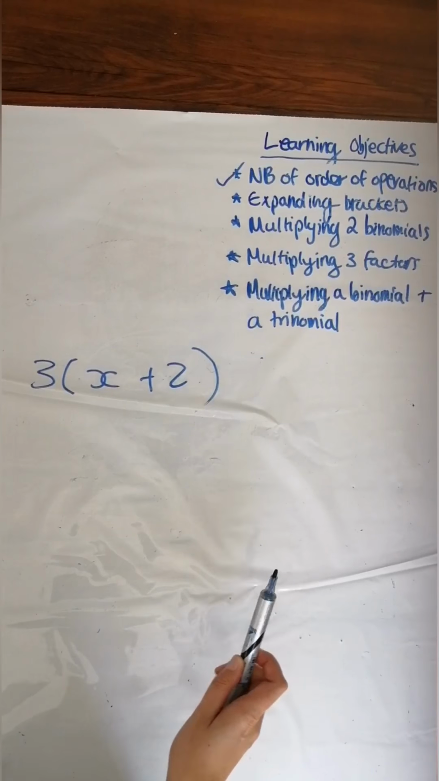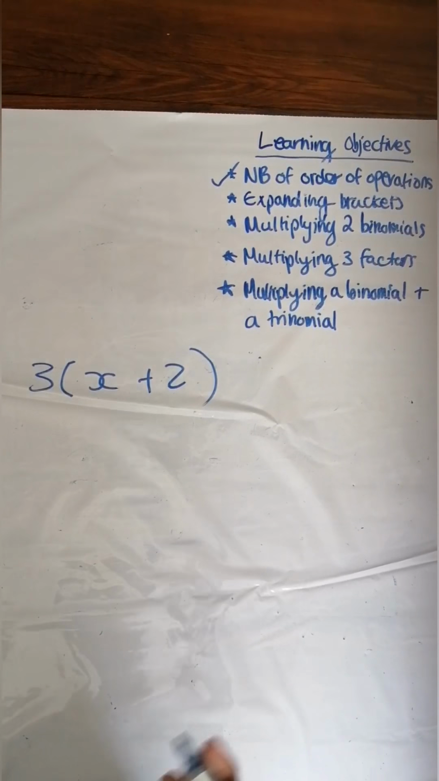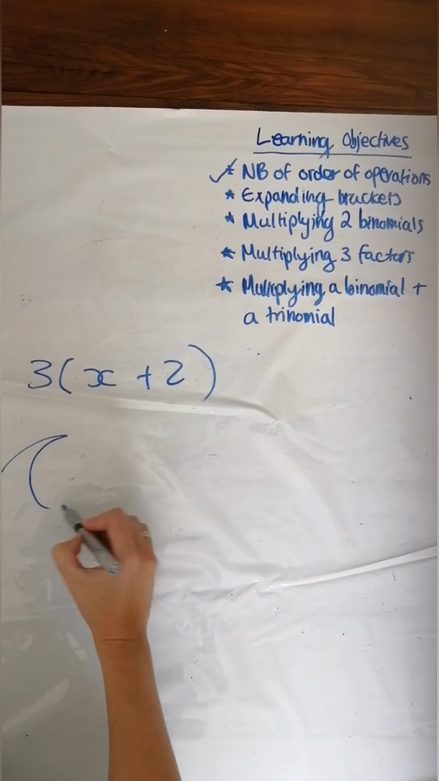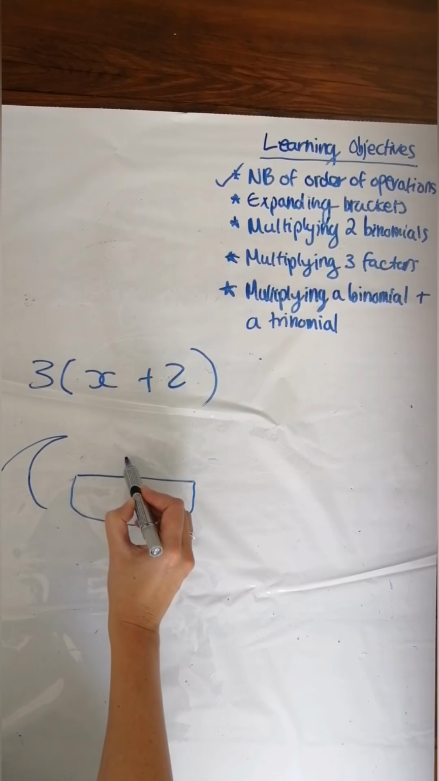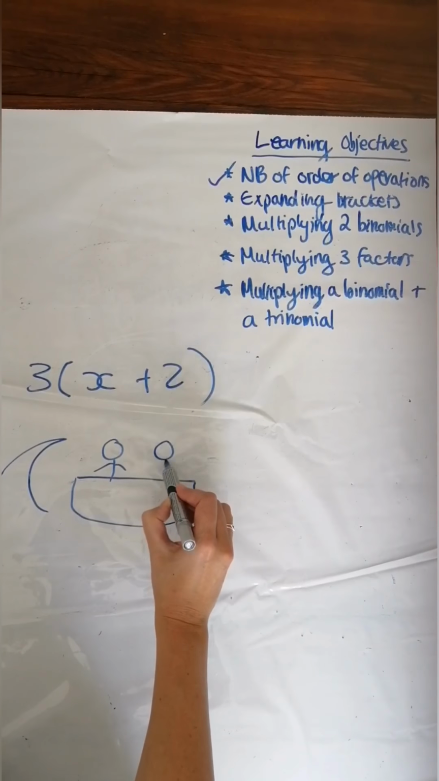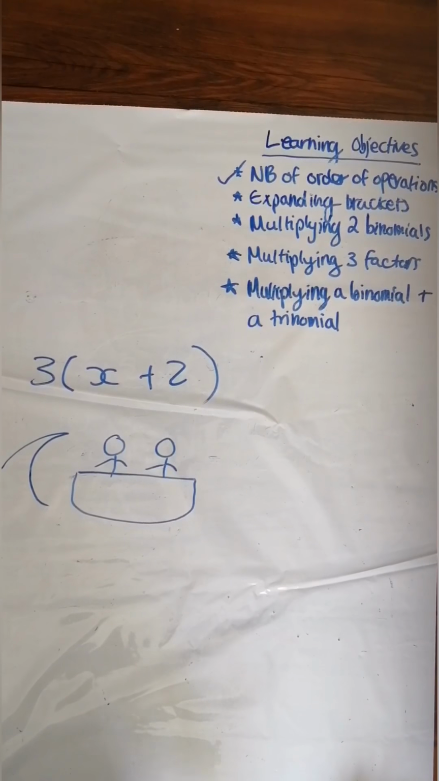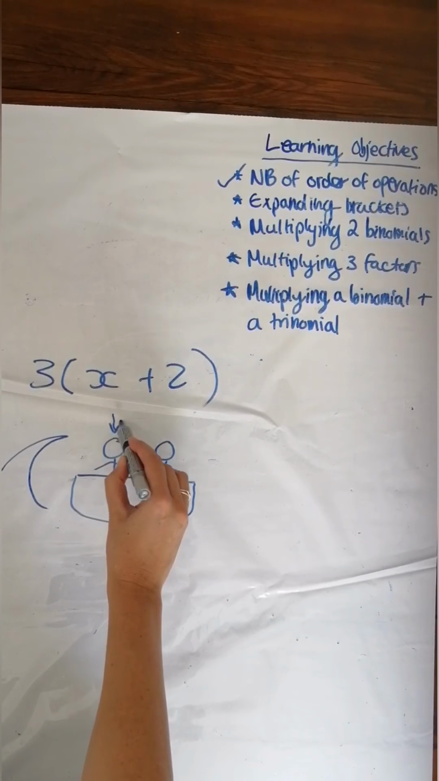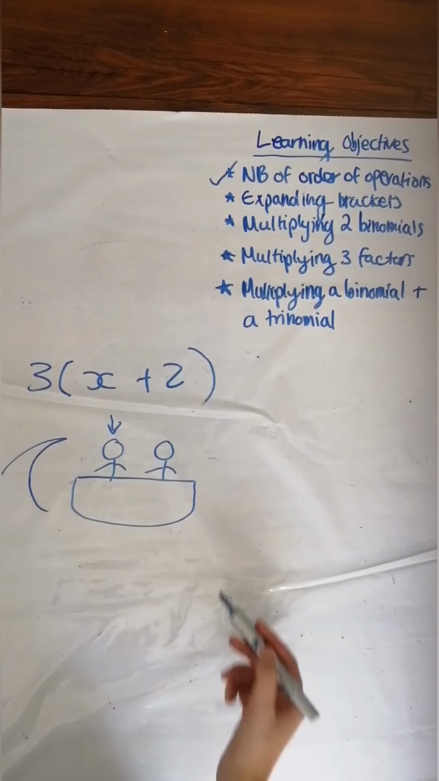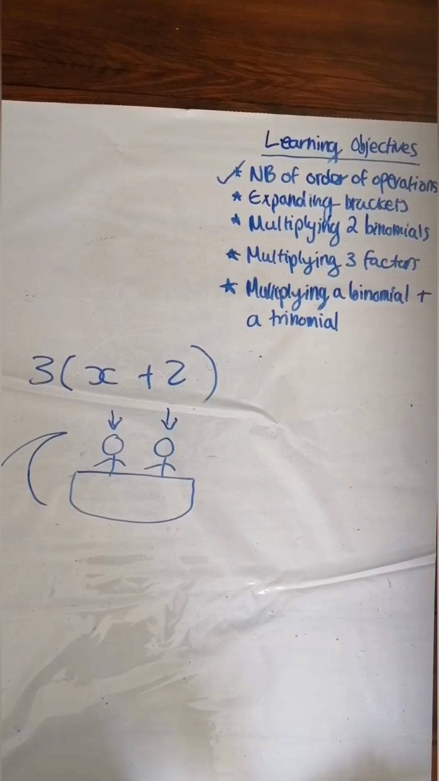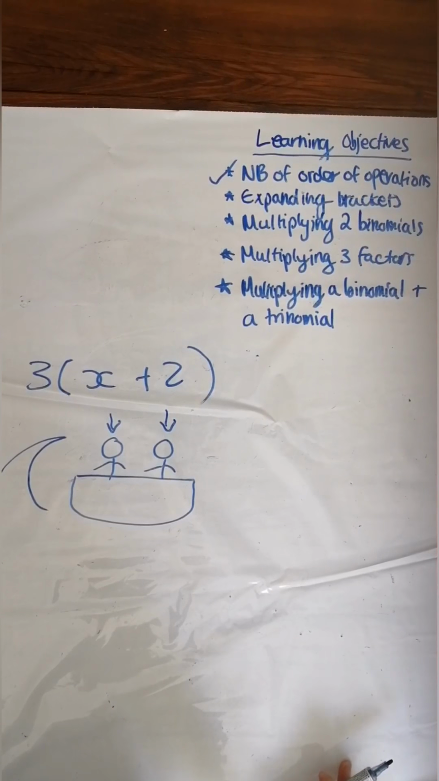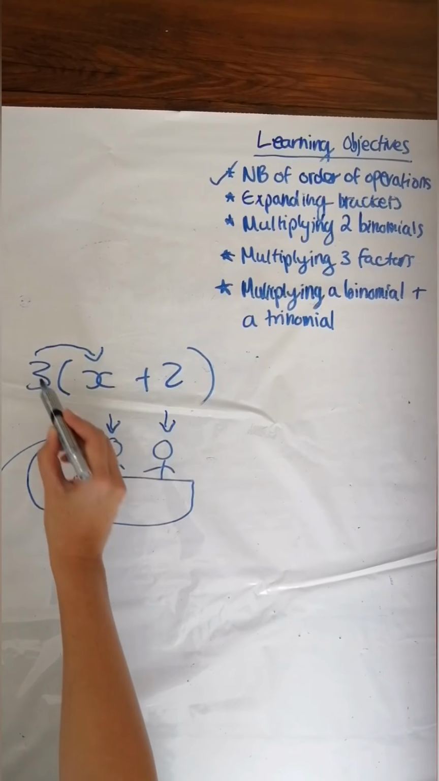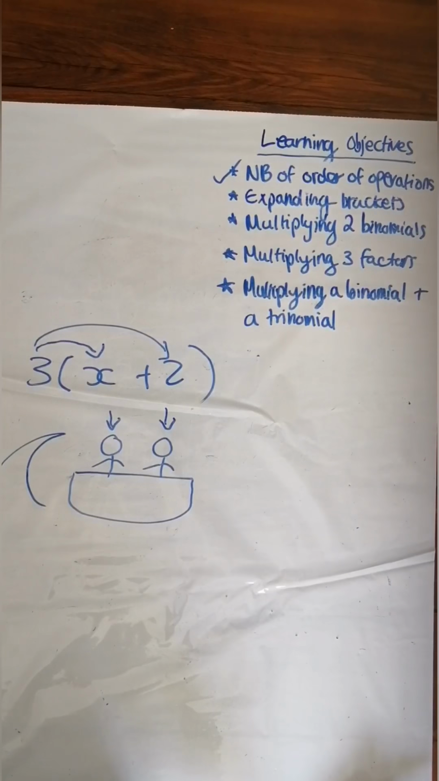A way that I like to think of this, and it might help you remember, is you can think of this 3 as a wave crashing into a boat with 2 people sitting in it. When this wave hits these people, this person is going to get wet, but so is this person. So it's important to remember that this 3 needs to be multiplied to the x and to the 2.